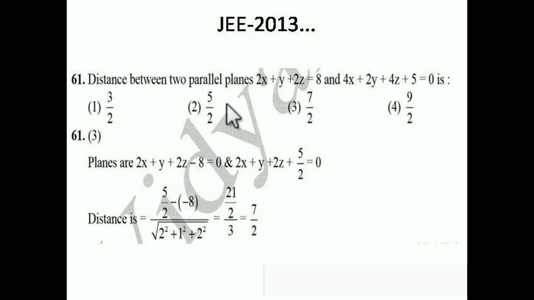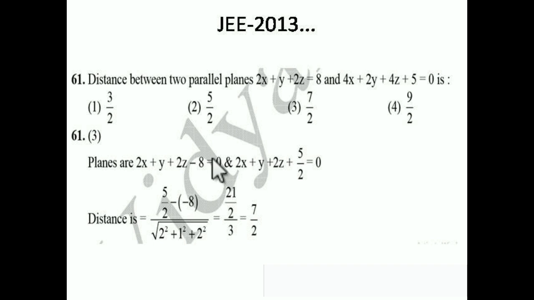Now see, if the planes are parallel, then the normal must be same. Okay, here see, the normal is 2, 1, 2. Here the equation of plane is 4, 2, 4. See, the normals are same, but the vector is multiplied by 2 here. So if the normals are not given the same directly, then we have to make them same. Okay, then you have to use the formula.